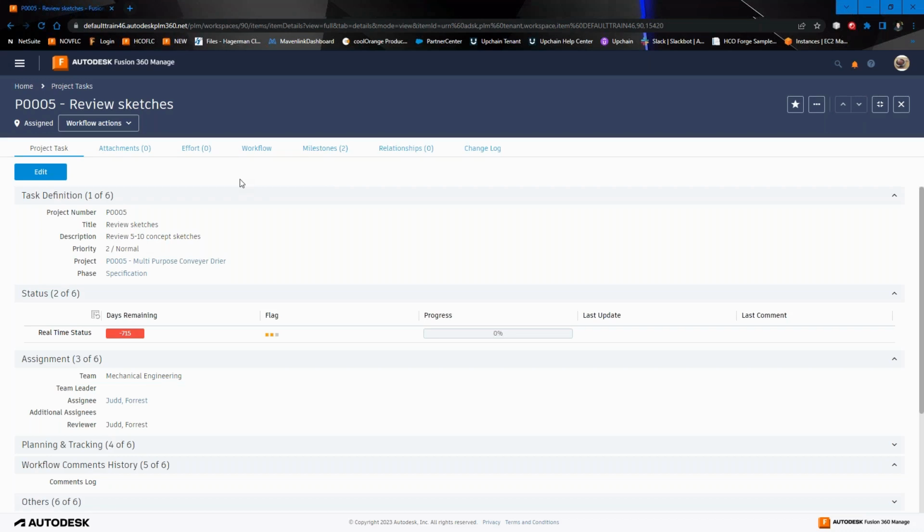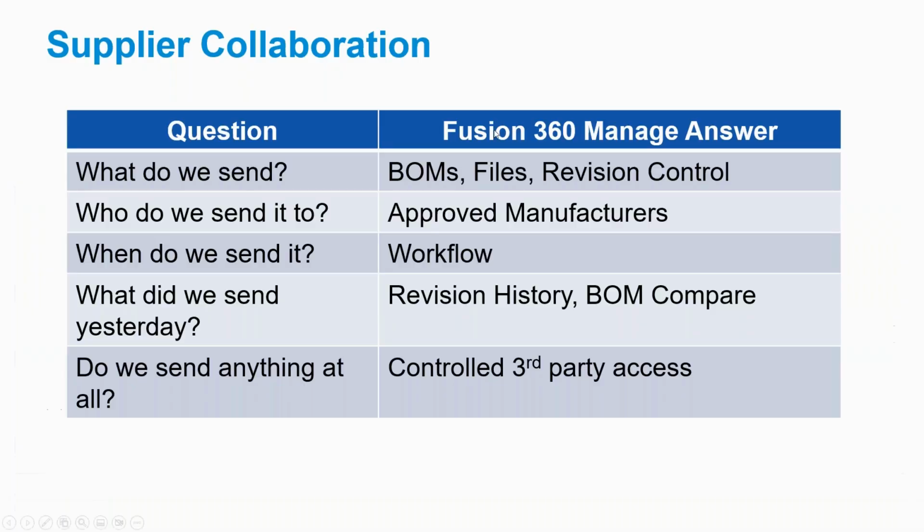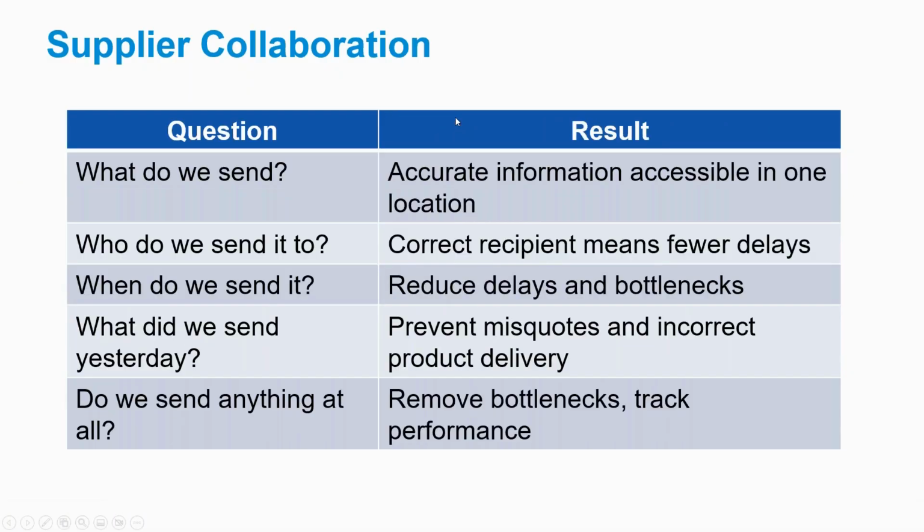They could provide information either on this same record or in a separate record you create for them. And then there's no email at all. It all stays in the system and they participate. They're practically a part of your business, which would be the perfect situation, because there'd be no barrier or boundary at all between you and your supplier. So again, what we get out of this is accurate information accessible in one location in terms of what do we send.